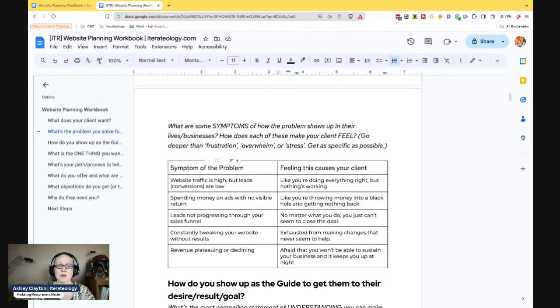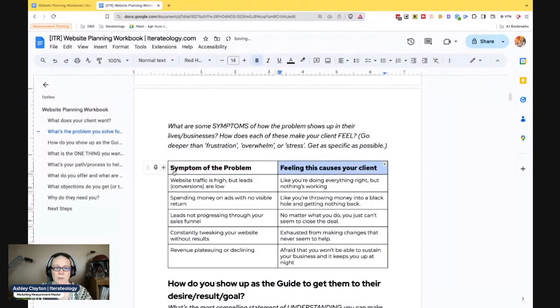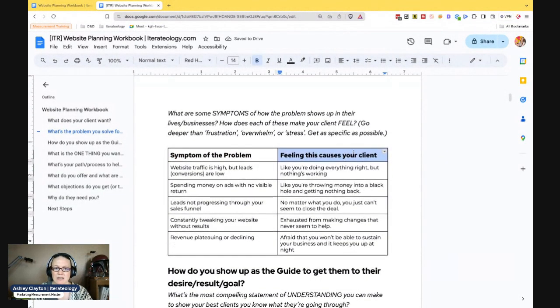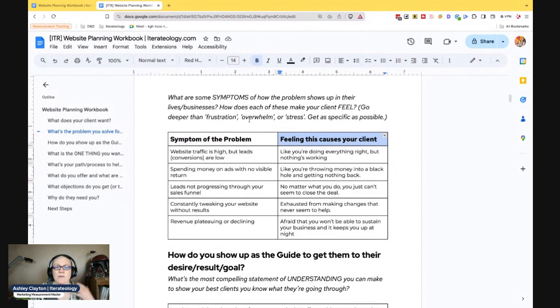So think about what the external problems are, and then because they're having this problem, how does that make them feel? A lot of times you'll hear about the external motivations and then the internal motivations. And again, you really do want to go deeper than frustrated, overwhelmed. They feel frustrated, they feel overwhelmed, they feel stressed. Don't we all? Why do they feel that way?